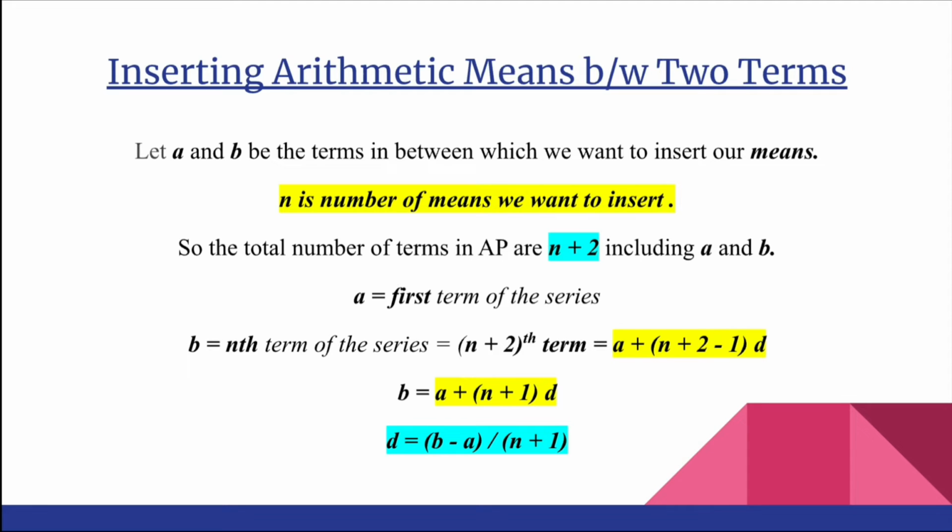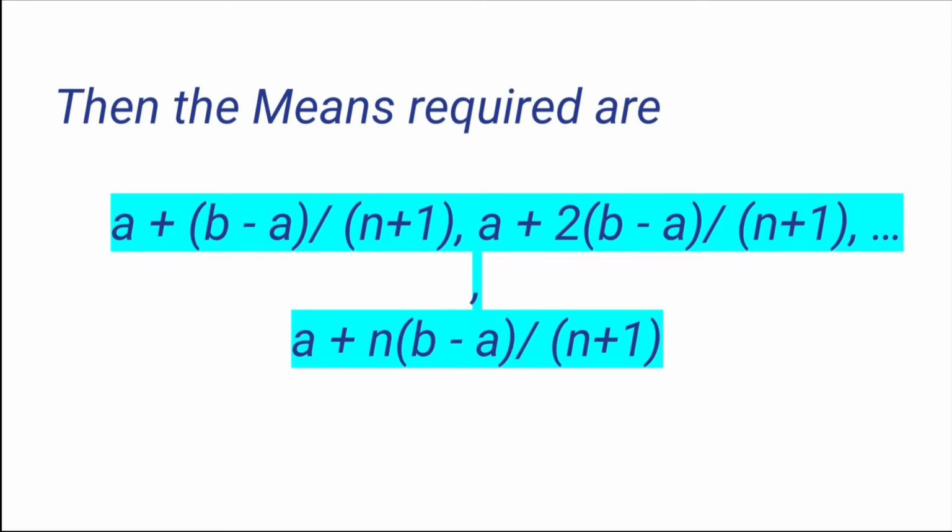If I say insert 10 terms as arithmetic means, it will become 20 minus 2, 18 upon 10. Then the common difference will become 1.8, right?